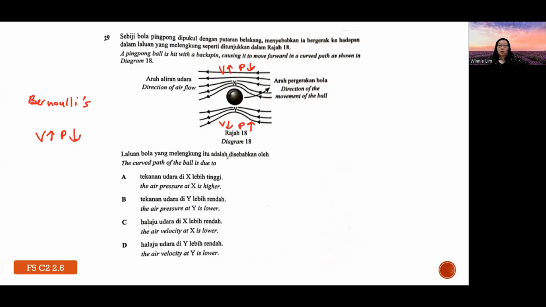Now we see which option is correct. The air pressure at X is higher? No, it should be lower, so wrong. The air pressure is lower at Y? No, it should be higher. The air velocity at X is lower? No, it should be higher. The air velocity at Y is lower? So the answer is D.